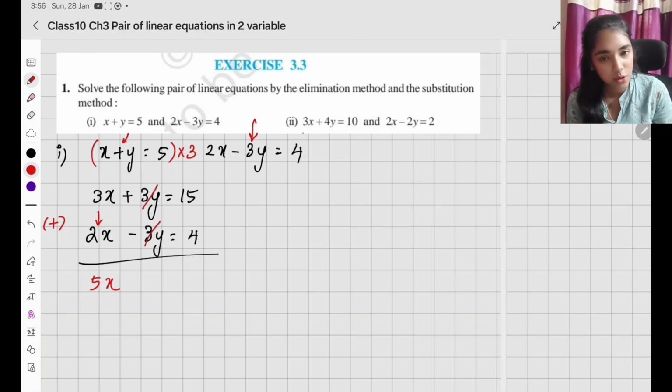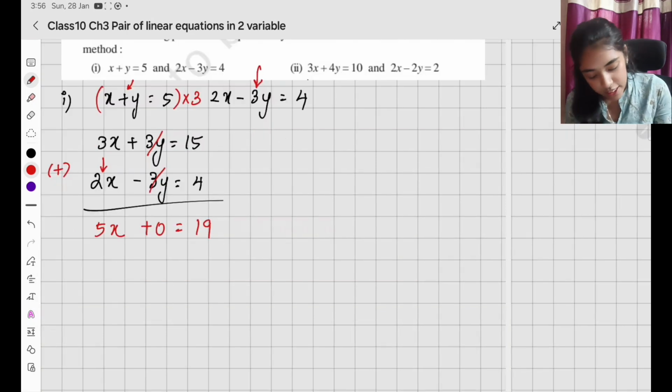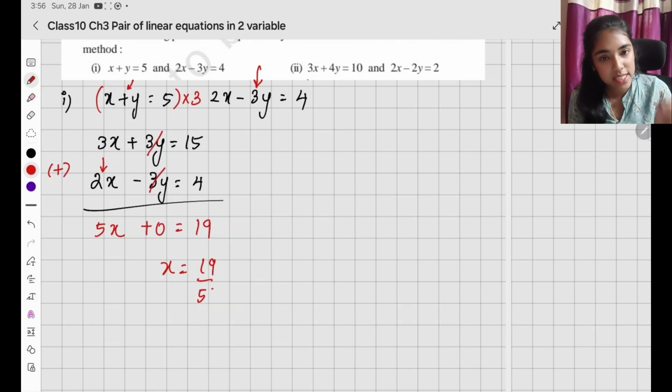Okay, in the elimination method process, I have cancelled one variable. So plus 0 equals 15 plus 4 is going to be 19. So we have x equals 19 divided by 5. X value easier கண்டுபிடிச்சாச்சு. இப்போ y value என்ன? Substitute in one of the equations.